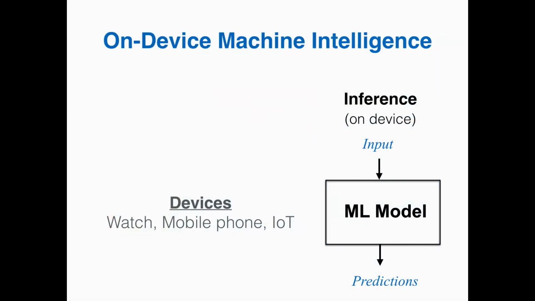So the general problem we try to solve is, I'll focus on the inference part. The training, I'll get to in a bit. You're given some input, and you want the ML model to make all the predictions directly on the device. Device could be a watch, mobile phone, IoT, Raspberry Pi, any of those sensors, health devices, etc.